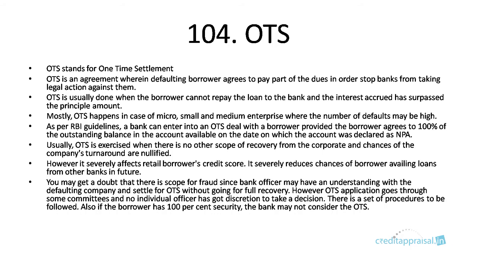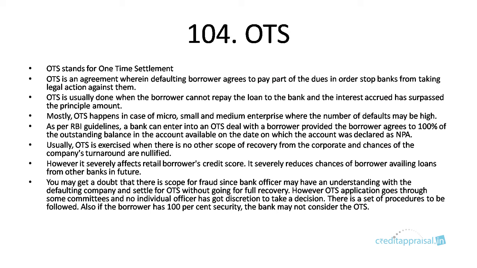In this chapter, we'll discuss OTS. OTS stands for one-time settlement. So OTS is an agreement where the defaulting company, that is the company that has failed to repay the loan taken from the bank, and the bank will come together for an agreement. The agreement will be like, instead of paying the entire 100% of the loan, they'll agree on say 80% or 70% of the loan.